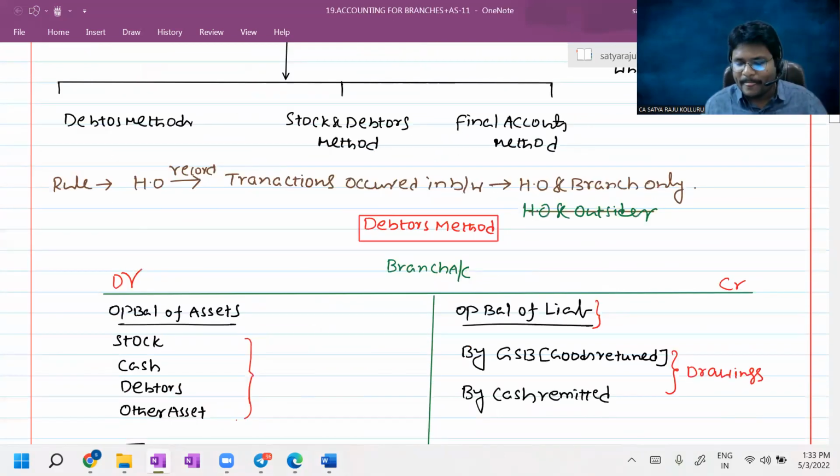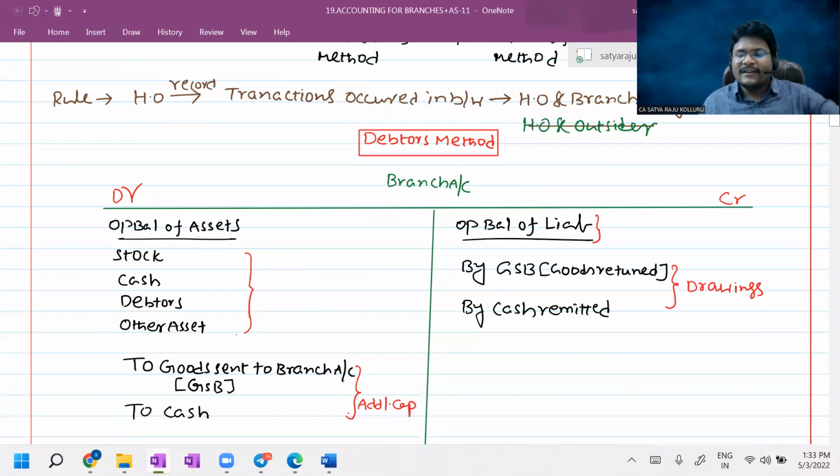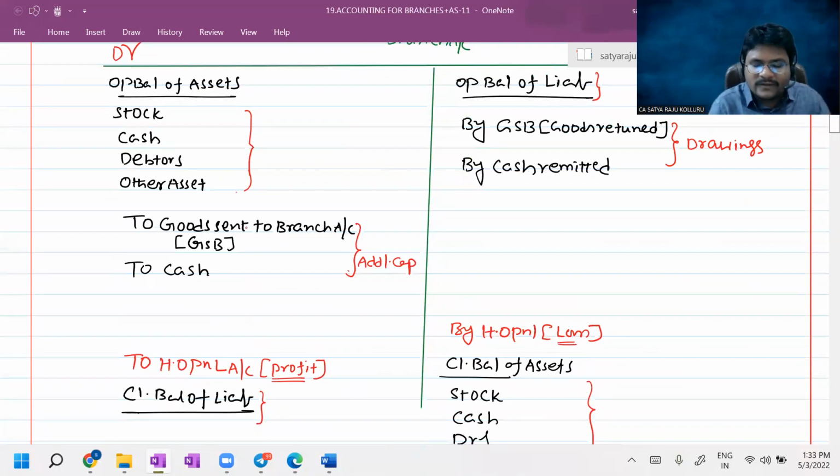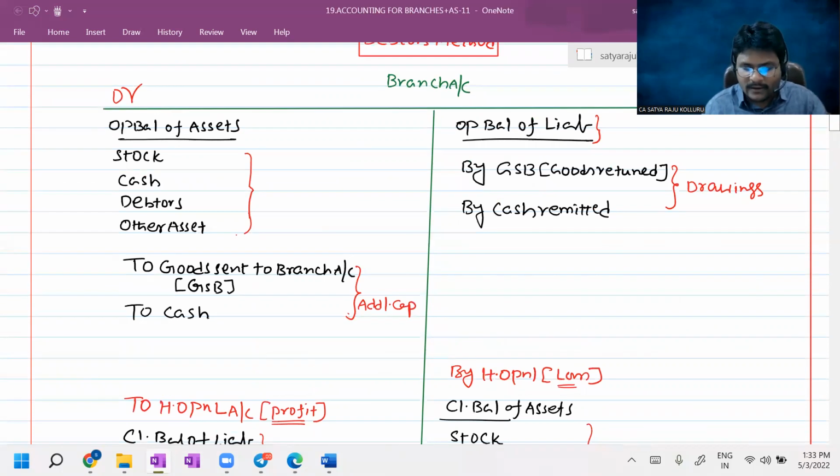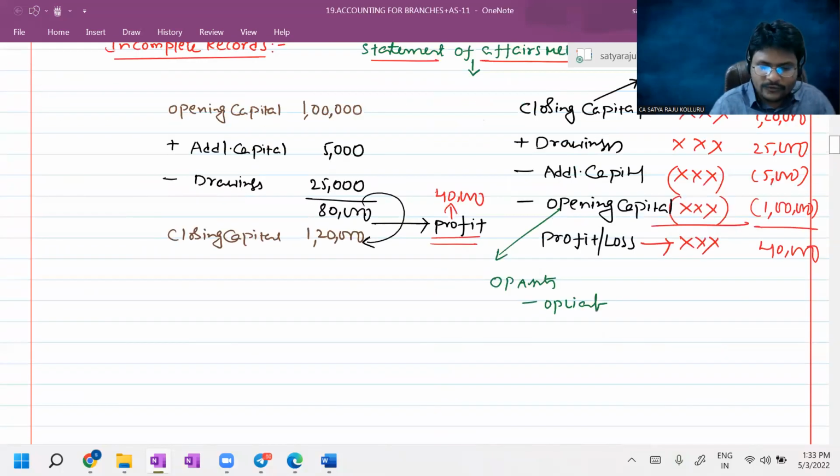How are we going to work it out through the debtors method? Sir, are there any simple steps you can provide? Yes, I already developed certain steps. What are such steps? Step number 1, opening balance of assets. Step number 2, opening balance of liabilities. Step number 3, goods sent. Step number 4, goods returned. Step 5, cash sent. Step 6, cash remitted. Okay, like this I'll put, just wait. Below I'll put the steps approach.